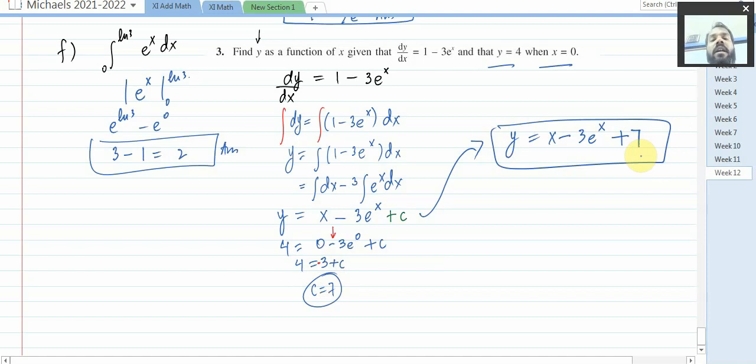So whenever you have dy by dx and it says to find the value of y, keep in mind that for such types of questions you need to integrate on both sides. From dy you can easily find the value of y, or the function of y, simply by applying integration.